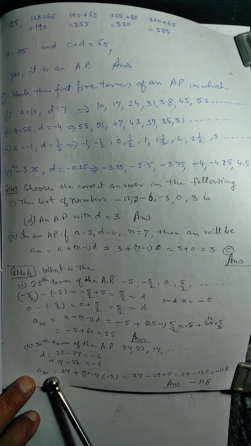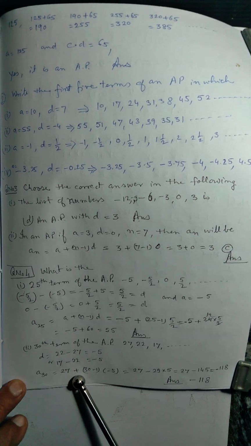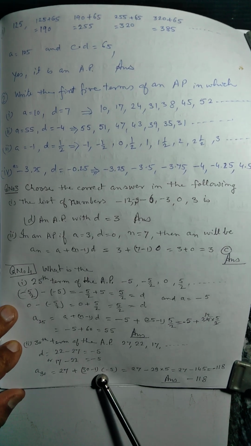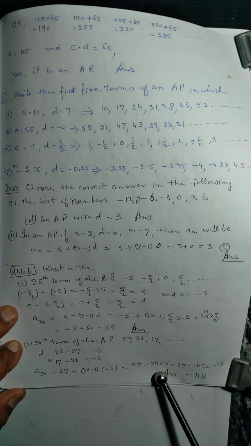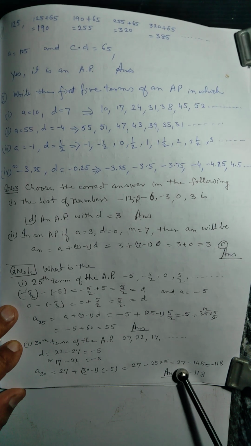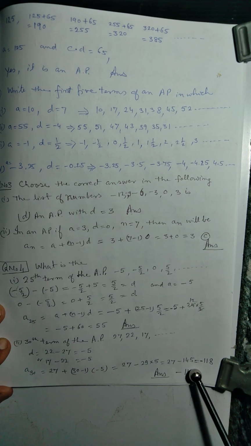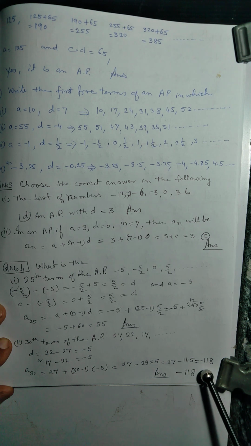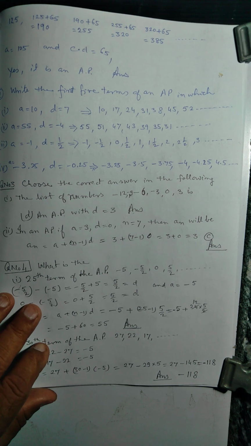So we have to write down the 30th term, that will be equal to A30, that is equal to 27 plus 30 minus 1 into minus 5, that will be equal to 27 minus 29 into 5, that will be equal to 27 minus 145. That is equal to minus 118. Minus 118 will be the 30th term of your question.